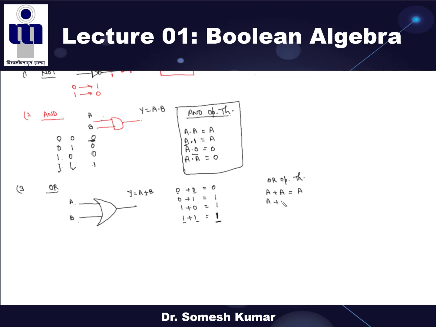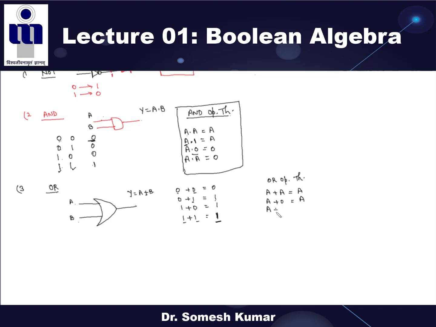Now A plus 0 is what? A plus 0 is A. For example, A is 1: 1 plus 0 is 1, right? If A is 0, 0 plus 0 is 0. Clear? So A plus 0 is always A.